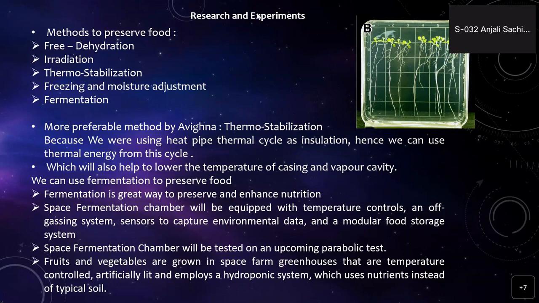There will be a space fermentation chamber where all temperature controls and environmental data will be maintained. Space fermentation chambers will be tested in upcoming parabolic activities. Actually, this is being tested now, so it is not a firm method. And also we can cultivate fruits and vegetables. Next slide.